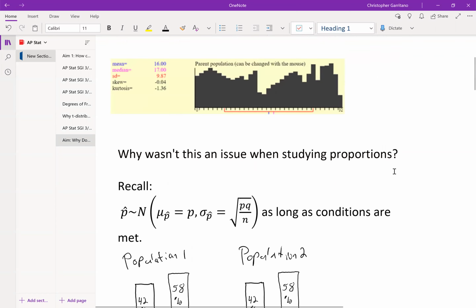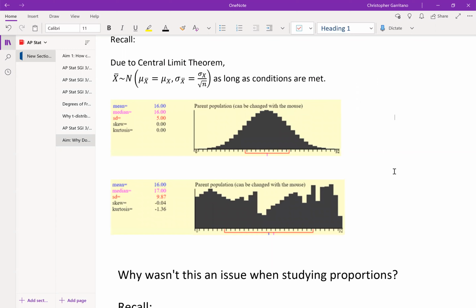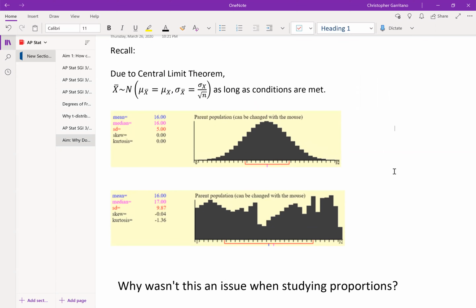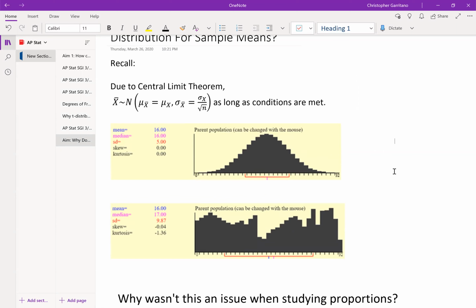And this is the only way a population can look if it has a 42% success rate. However, going back here, when we're studying means, when we're studying a quantitative variable, there are other things that cause variability, okay? Not only what is the center of the parent population, but what's the shape? What is the standard deviation of the parent population? And so on and so forth. So this is why in practice it turned out that the normal model did not work when we were studying sample means. Okay.